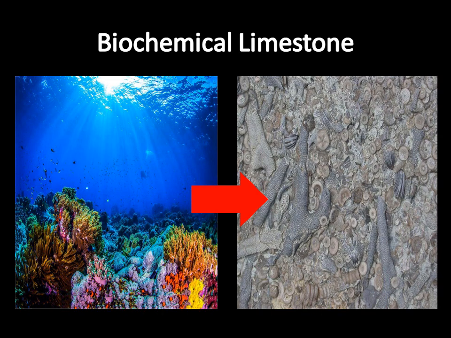Biochemical limestone is produced by organisms that use calcite to make their shells or skeletal structures. In the photo on the left, we can see a coral reef. As the reef grows, the older parts of the reef get broken and buried, along with the shells and skeletons of the creatures that lived and then died on the reef. As the material accumulates, it starts to bury the older material, causing lithification to happen and the formation of limestones, some of which can be very fossiliferous, like the one shown in the photo on the right.